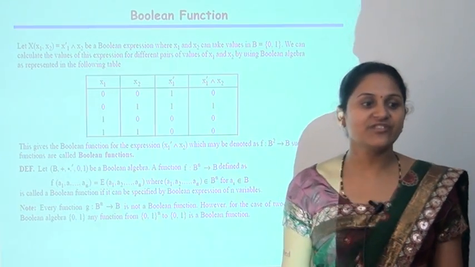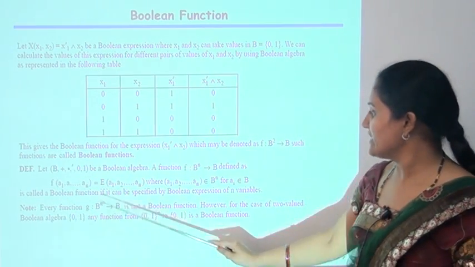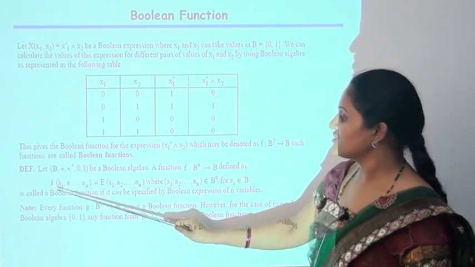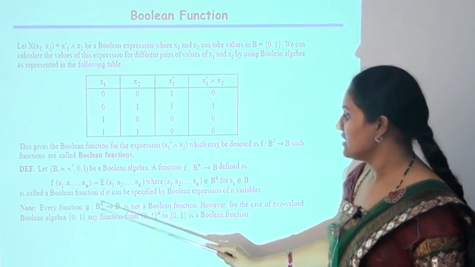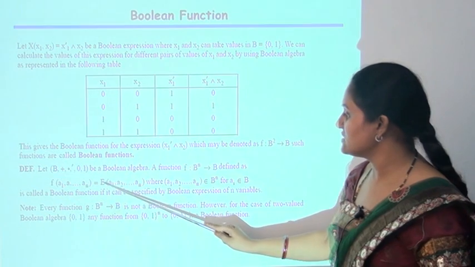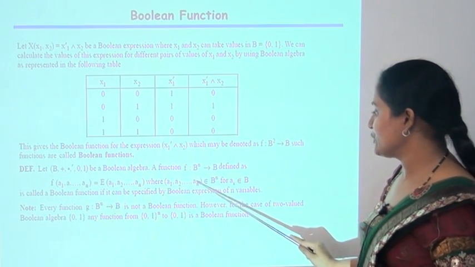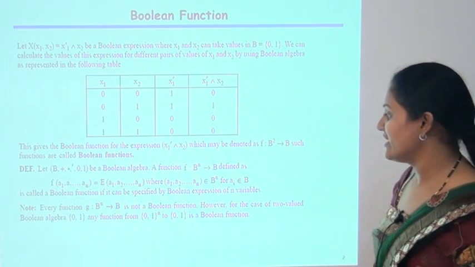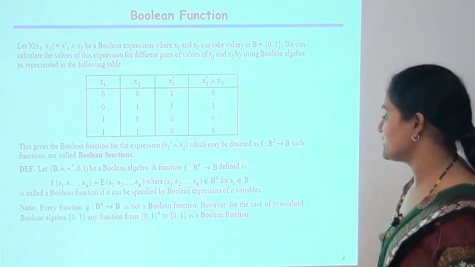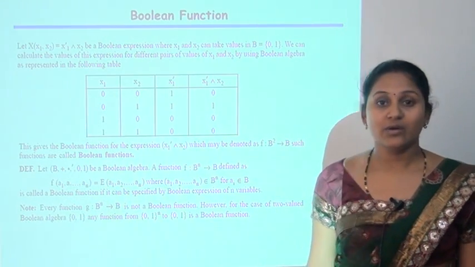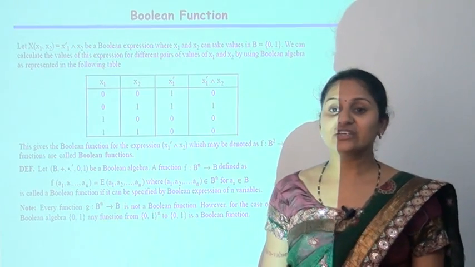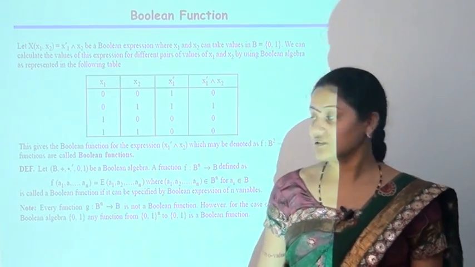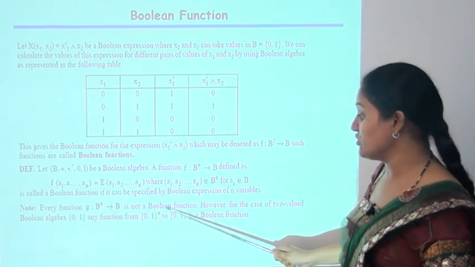Another definition of the Boolean function: let B be a Boolean algebra and f a function from B^n to B, defined as f(a1, ..., an) = b, where a1, a2, ..., an belong to B^n and each ai belongs to B. This is called a Boolean function if it can be specified by a Boolean expression of n variables. Note that not every function from B^n to B is a Boolean function.